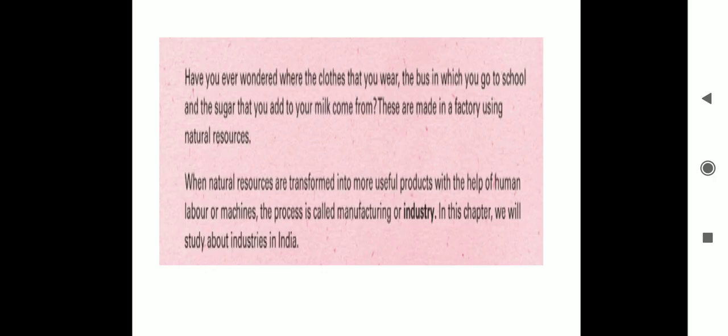And the sugar. If we drink milk without sugar, we feel something is missing. To add sweetness to our life, the sugar that is added to milk, where does it come from? It comes from sugar cane. Another thing produced from it is jaggery, which we also use in our daily life. These are made in a factory using natural resources. Natural resources are not man-made, they are created by God.